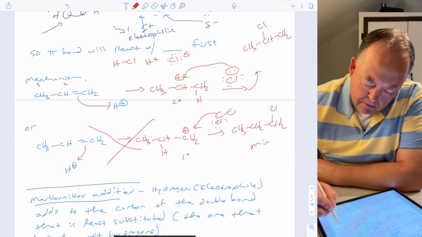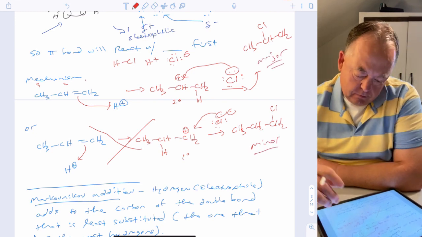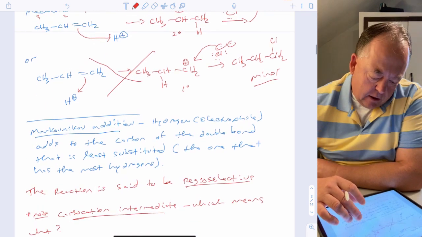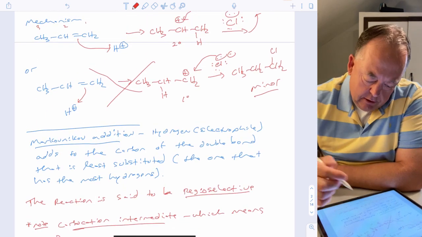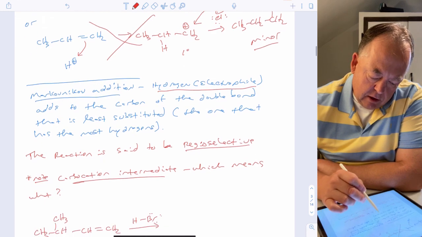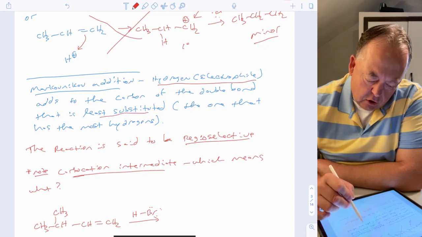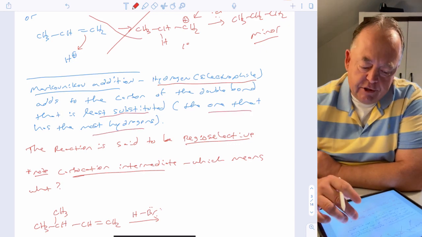So that would lead to your minor product. Okay, so this reaction follows what's known as Markovnikov addition. That means the hydrogen, or the electrophile, adds to the carbon of the double bond that is the least substituted, so that is the carbon that has the most number of hydrogens.